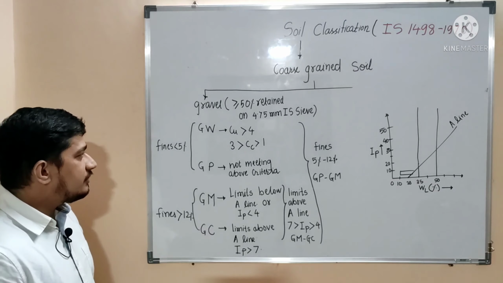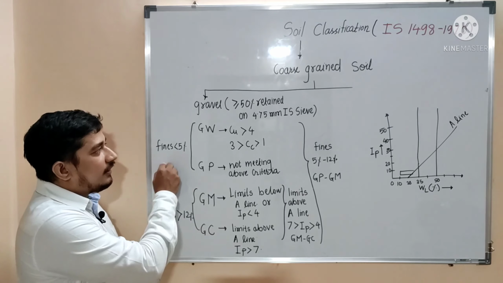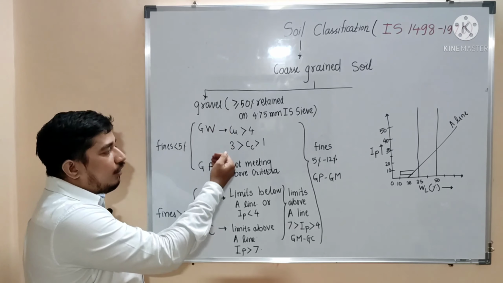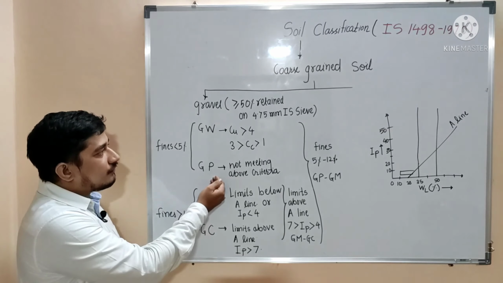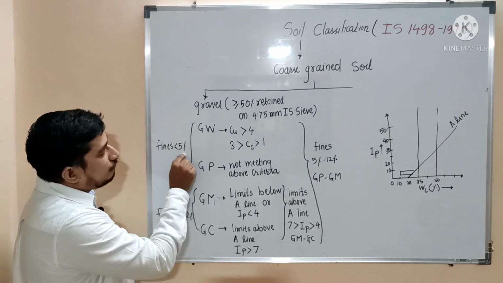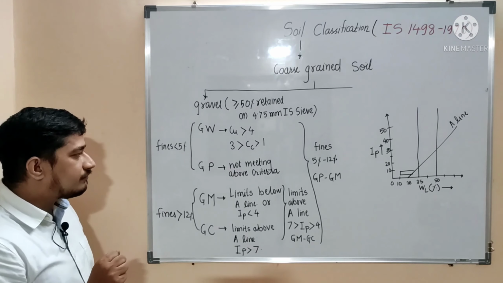The next part is how to classify or identify this. When the percentage of fines is smaller than 5%, it can be either well graded gravel or poorly graded gravel. When the coefficient of uniformity is more than 4 and the coefficient of curvature is between 1 and 3, then it can be termed as well graded gravel. But when these criteria are not met, then we classify it as poorly graded gravel, provided the percentage of fines is smaller than 5%.